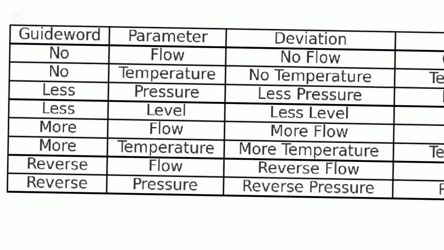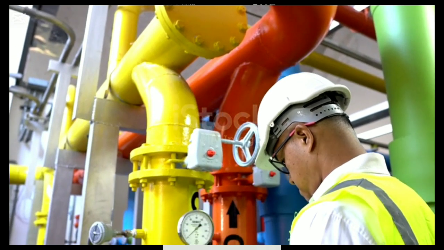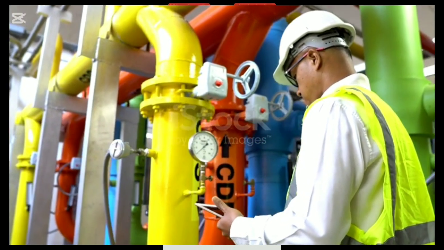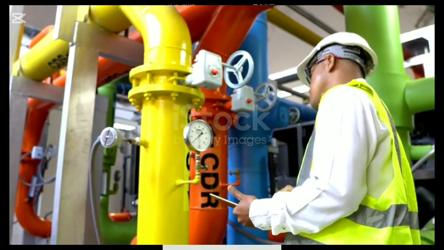The main key HAZOP terminology used are node, parameters, guidewords, deviations, causes, consequences, and safeguards. One by one, we will go through their details.